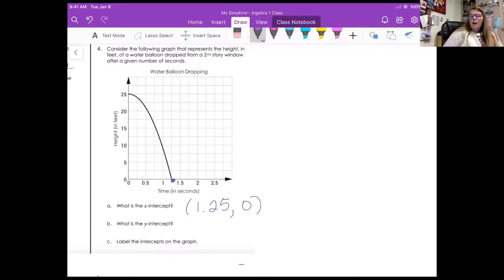So what about the y-intercept? It's up here. So don't say 25. What's the point? 0, 25. Good. Y'all are so smart.